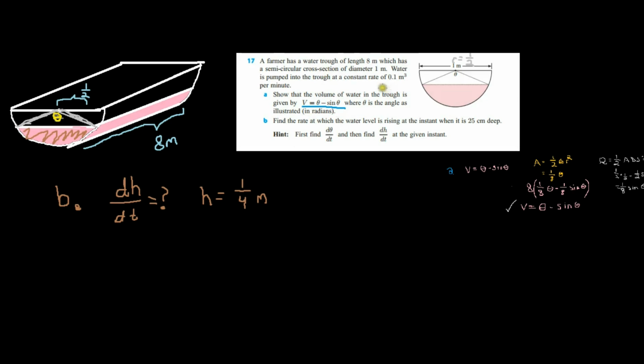Now we're told at the beginning of the problem, if you were listening, that water is being pumped at a constant rate of 0.1 meters cubed per minute. That's volume. So dV/dt is equal to, I'm going to put it in fraction mode, 1/10 meters cubed per minute. Alright, so we know dV/dt, and we know what V is, so we can go ahead and just plug that in right away.